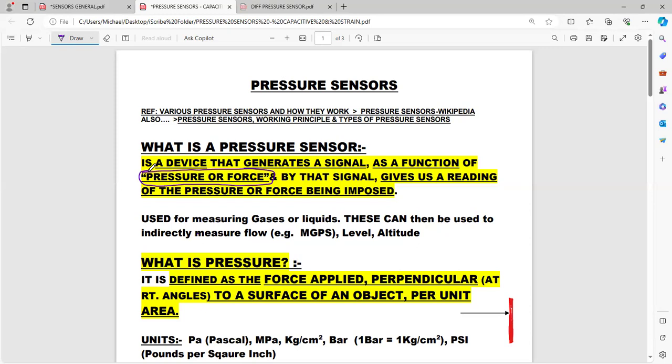And quite often, combined with that particular question, what is a pressure sensor, they sometimes ask, what is pressure? And most of us will come with the answer, it is force per unit area. Correct or no?